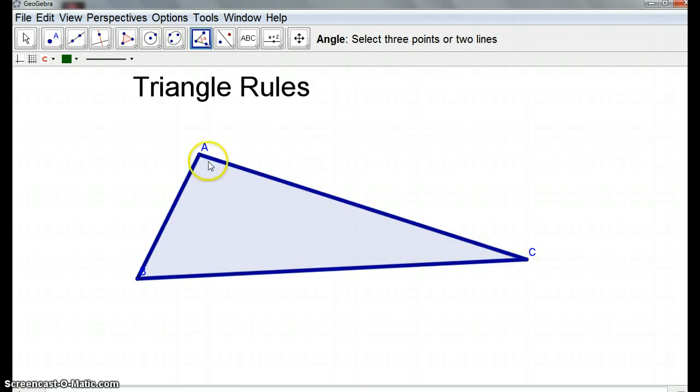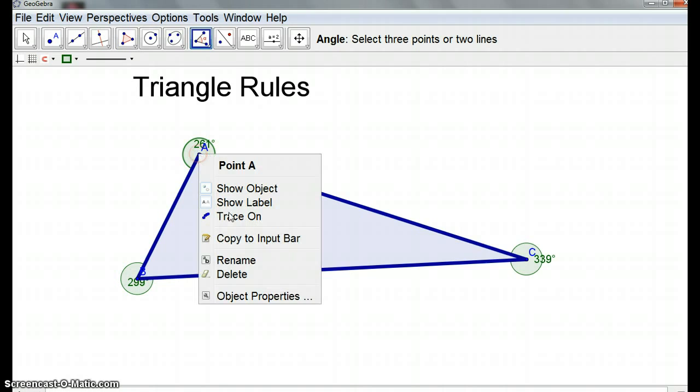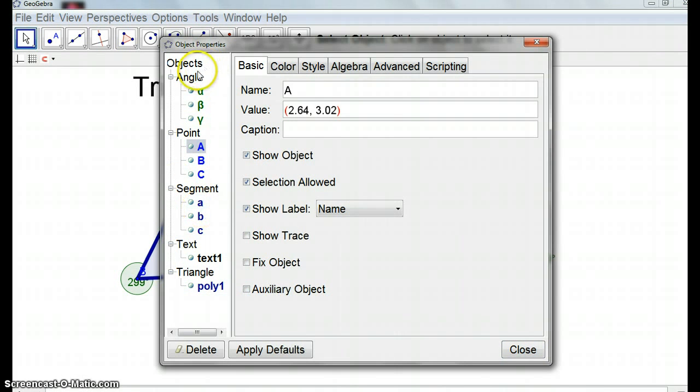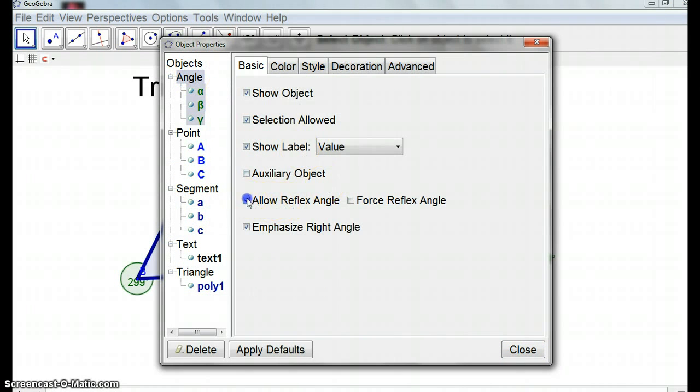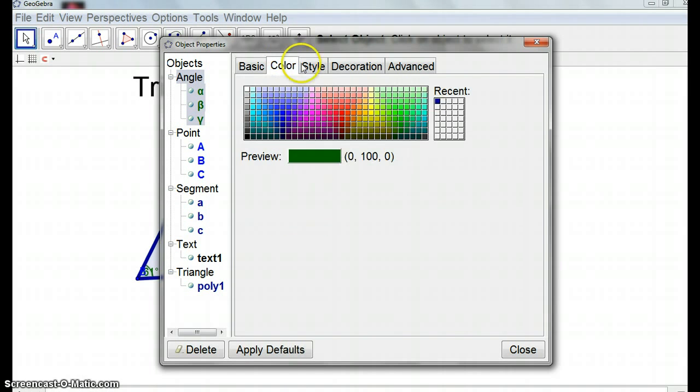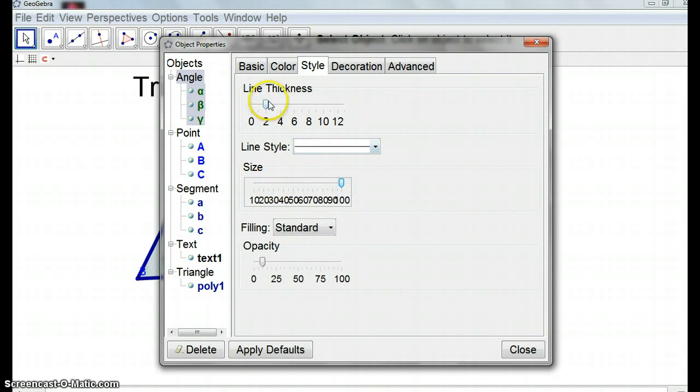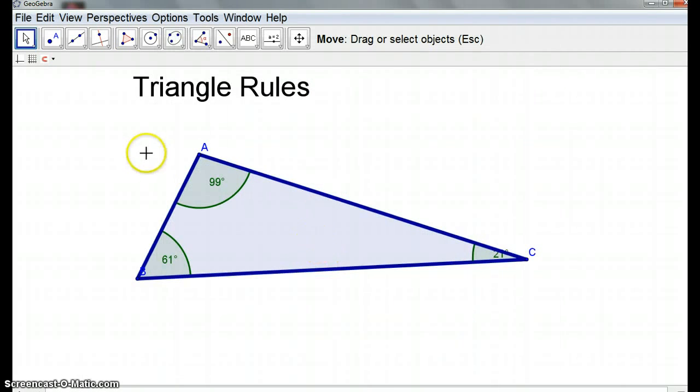So I can measure one angle by going like so, and the next angle by going like so, and the next angle going like so. I have a problem with my angles, don't I? So I'm going to grab my angles and I'm going to say I don't want them to be reflex. Okay, and I'm going to have them big, and that will be fine. Okay, so now my angles are looking a bit better. Better looking angles, 99, 61 and 21.